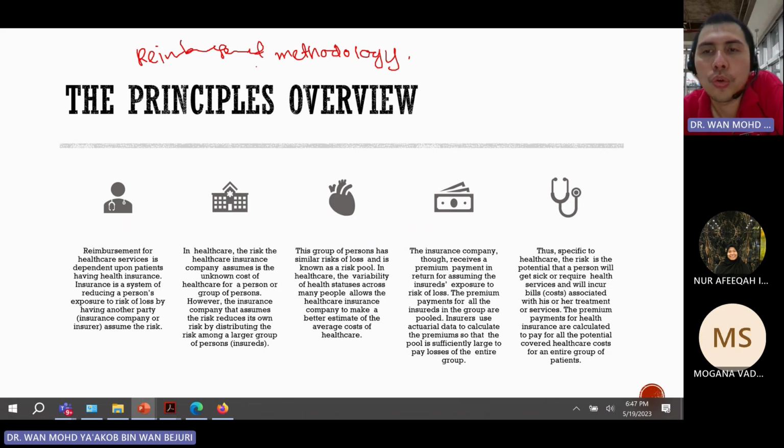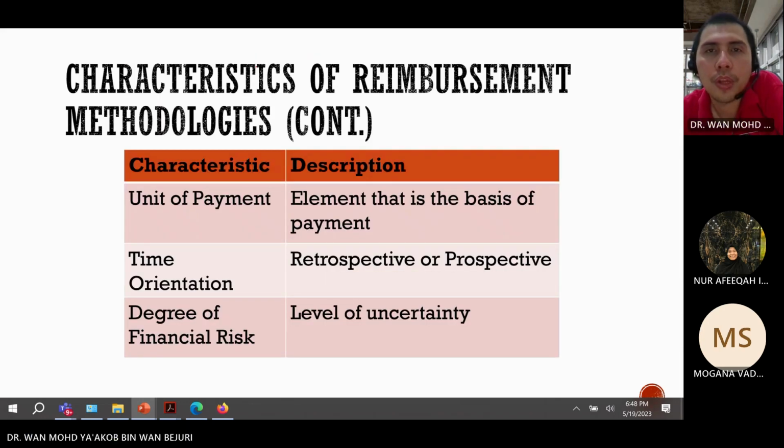entire group. In healthcare specifically, the risk is the potential that a person will get sick or require health service and will accrue bills associated with his or her treatment or services. So the premium payments for health insurance are calculated to pay all the potential covered healthcare costs for an entire group of patients. Okay, so this is the characteristic of reimbursement methodology.